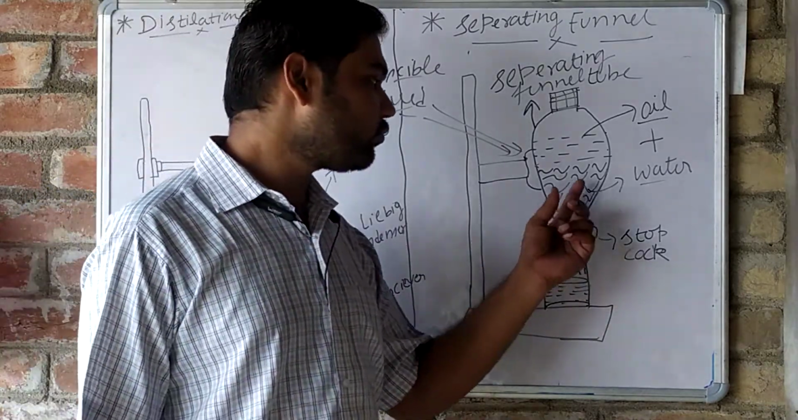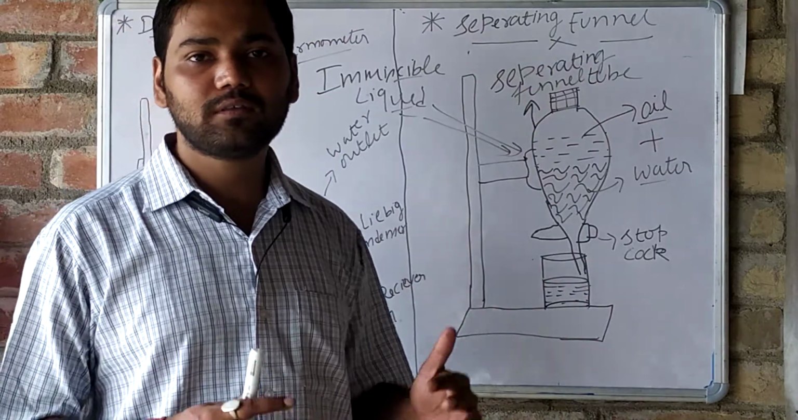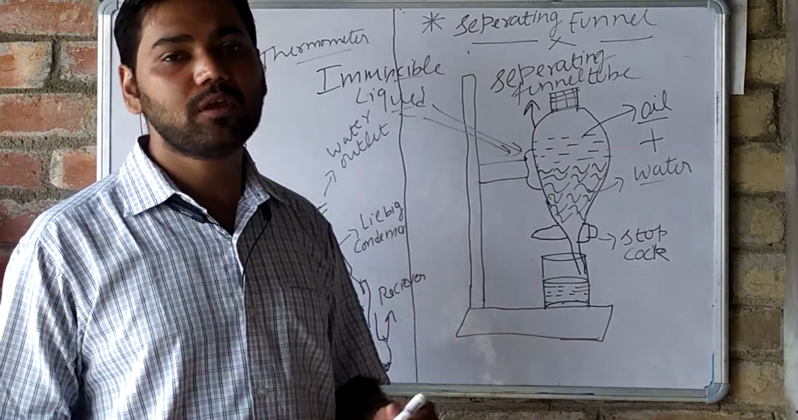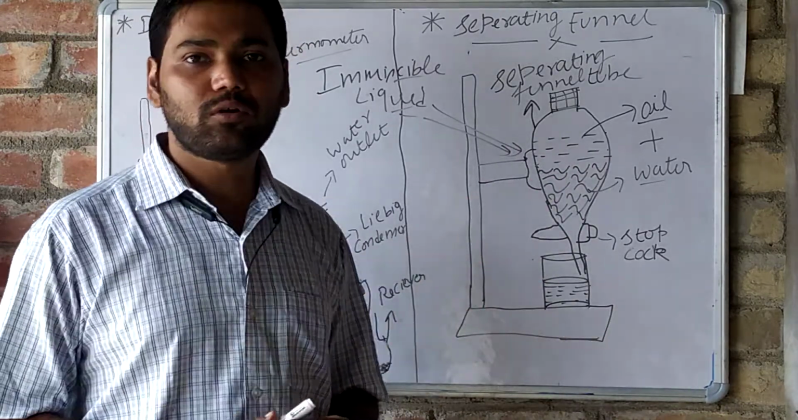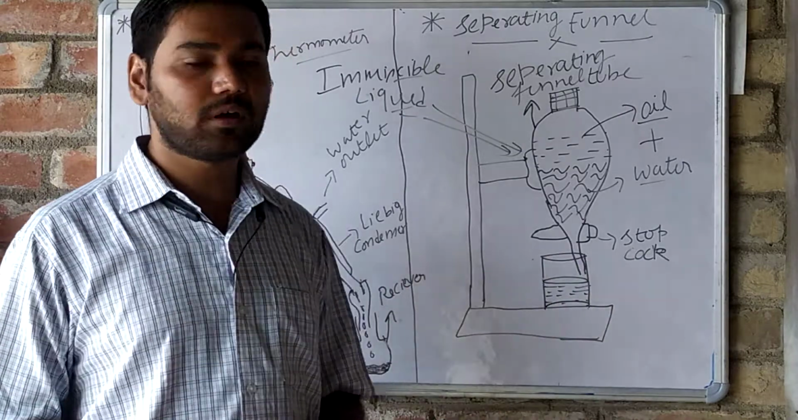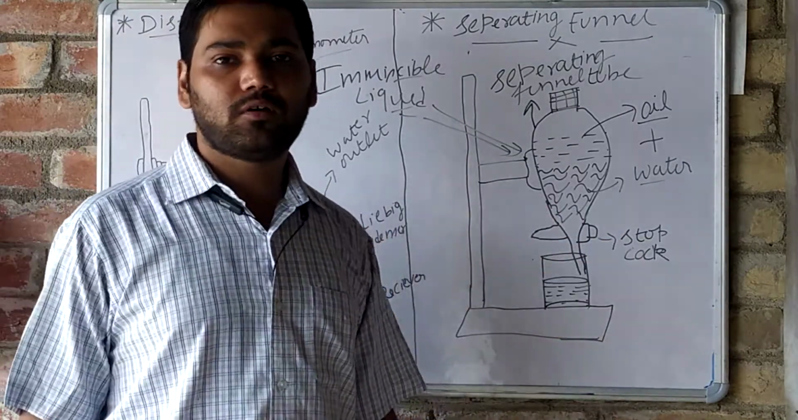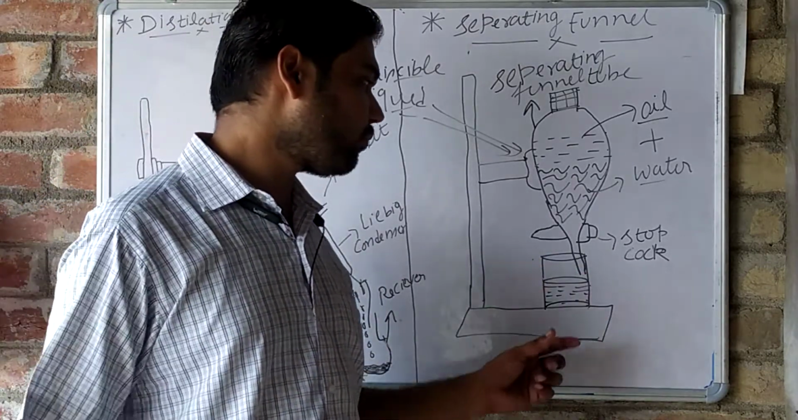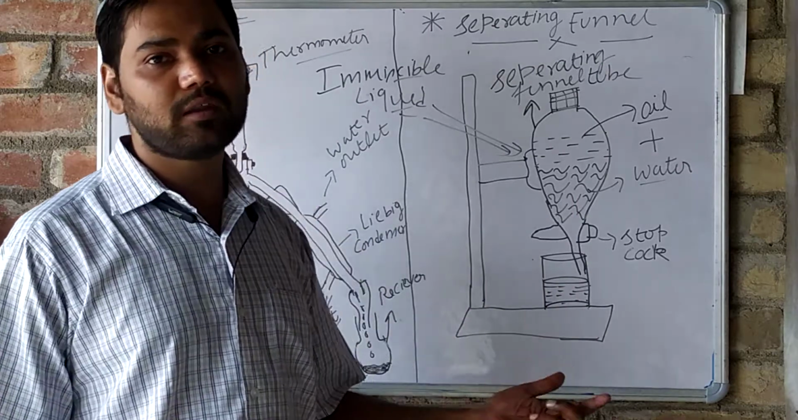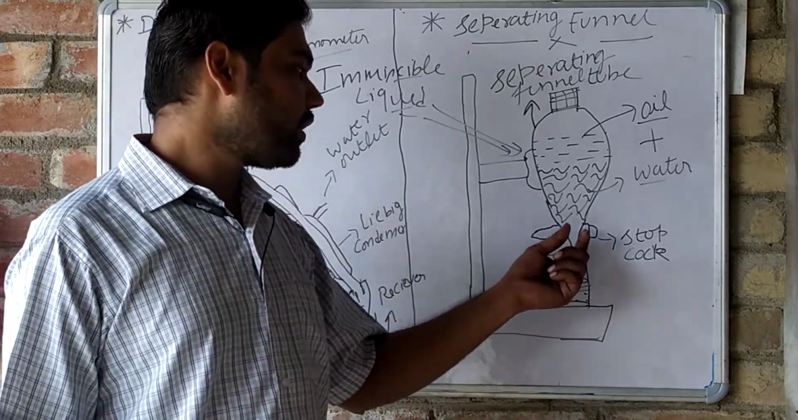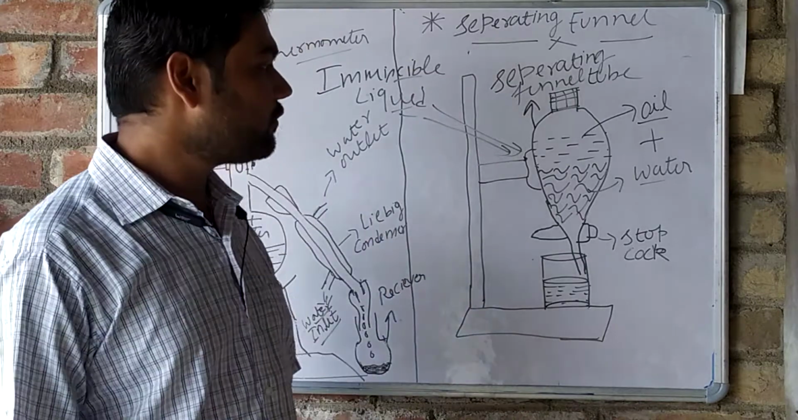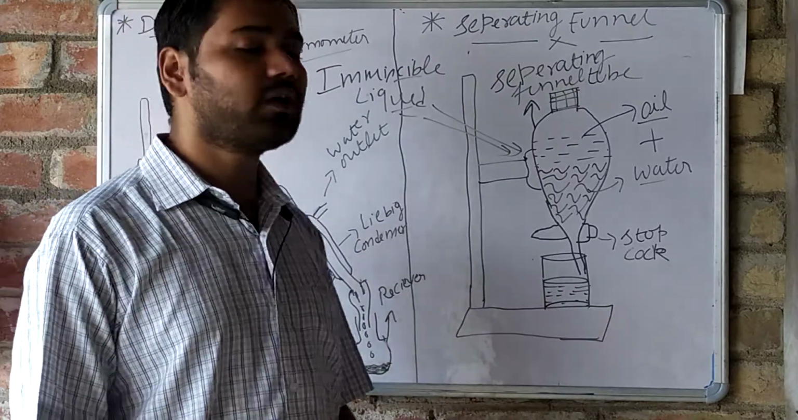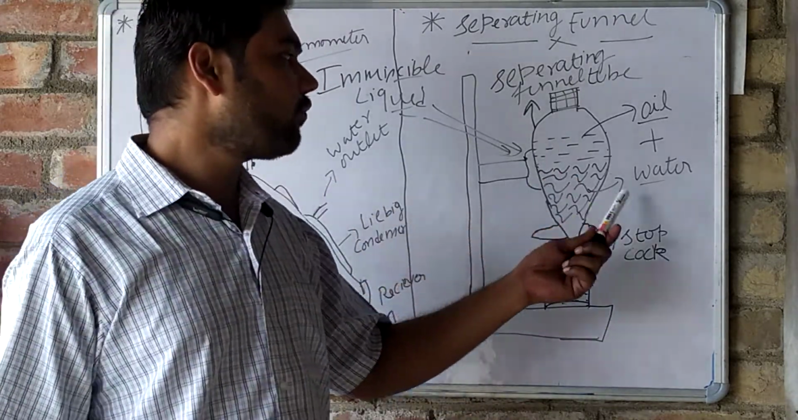As soon as all the water is separated out from the separating funnel, that means all the water is collected in a beaker, we will turn off the stop cock. Then we will replace this beaker with another beaker. We will again open the stop cock, and we will see that oil collects in the other beaker. So by this we can separate a mixture of two liquids.